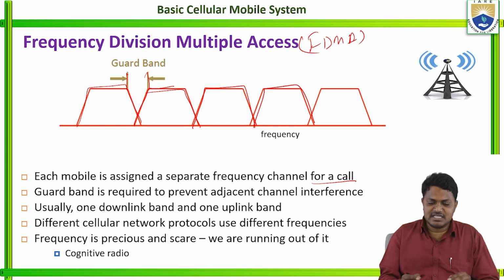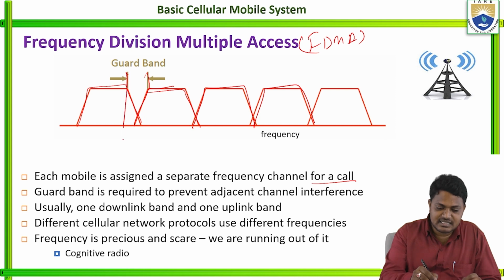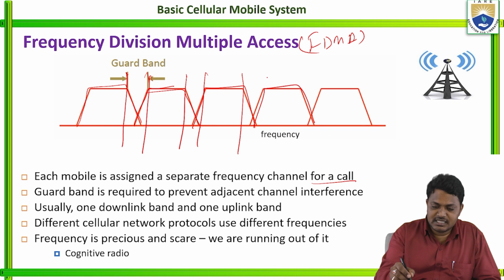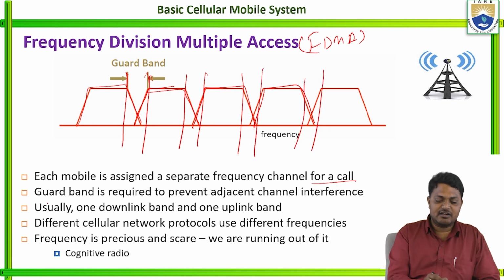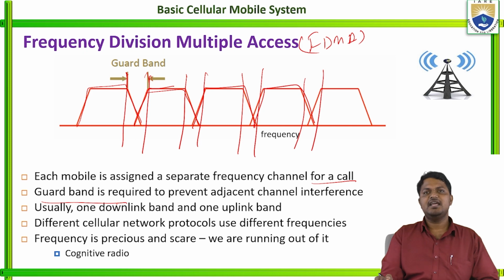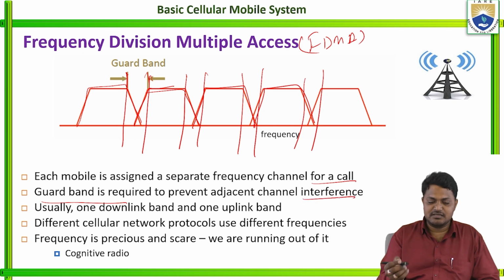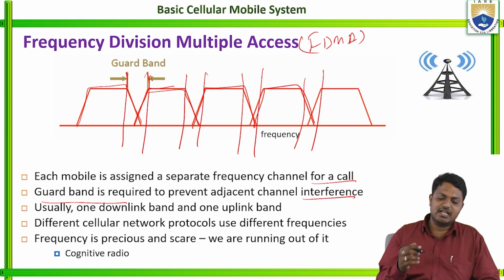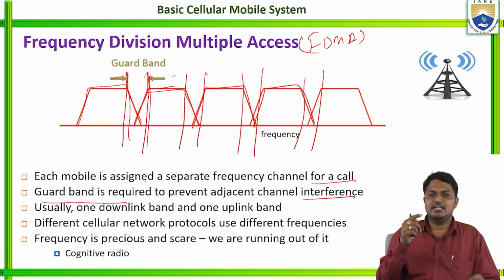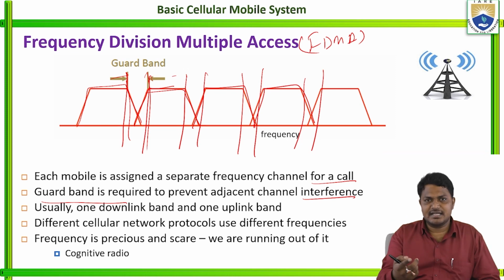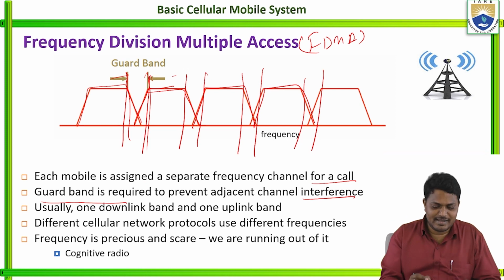A guard band is required to prevent adjacent channel interference. These are the guard bands. Usually one downlink and one uplink are connected for the mobile unit.